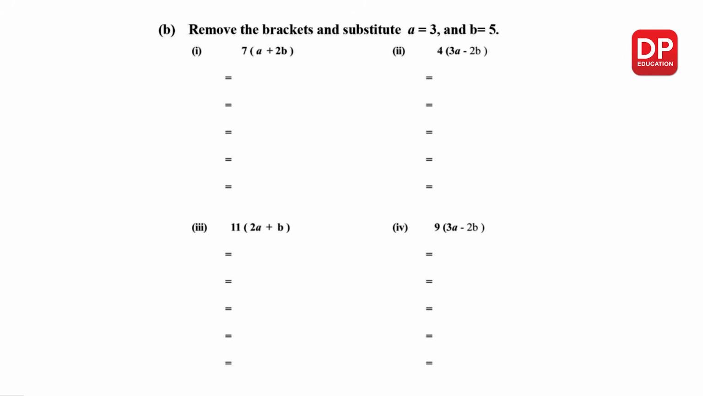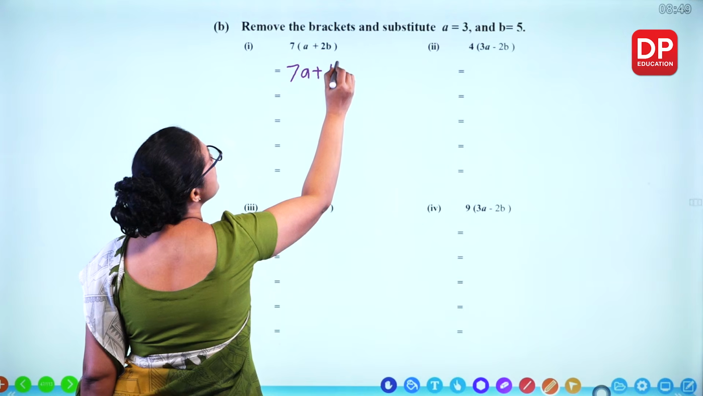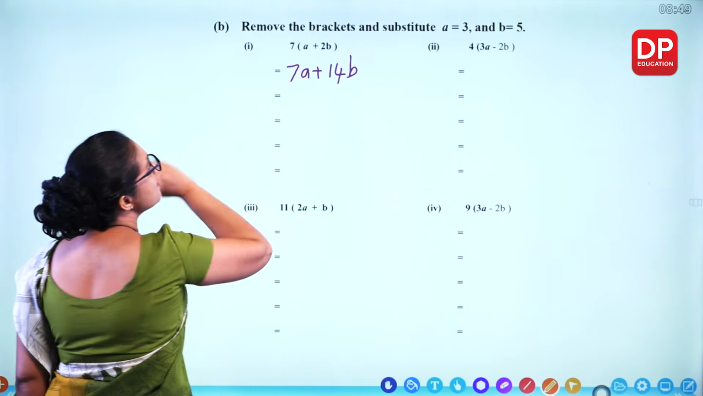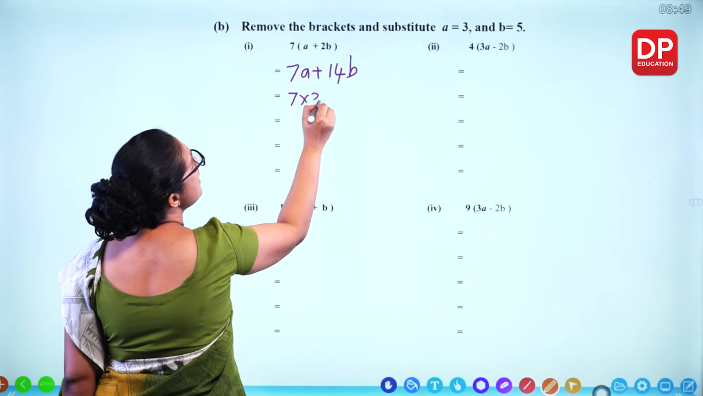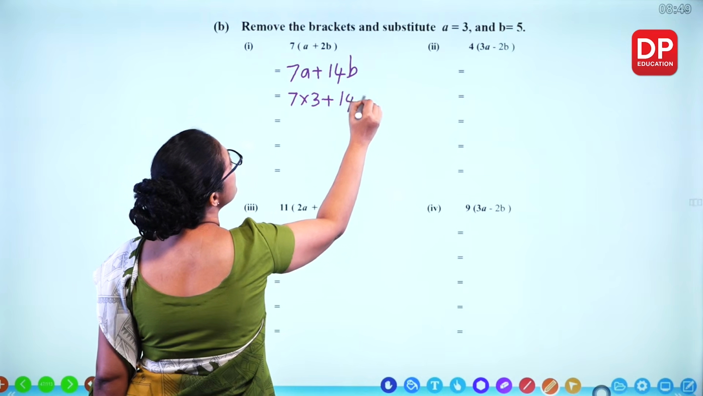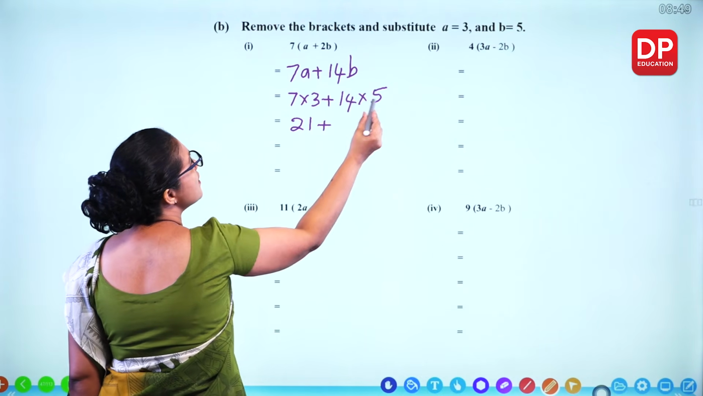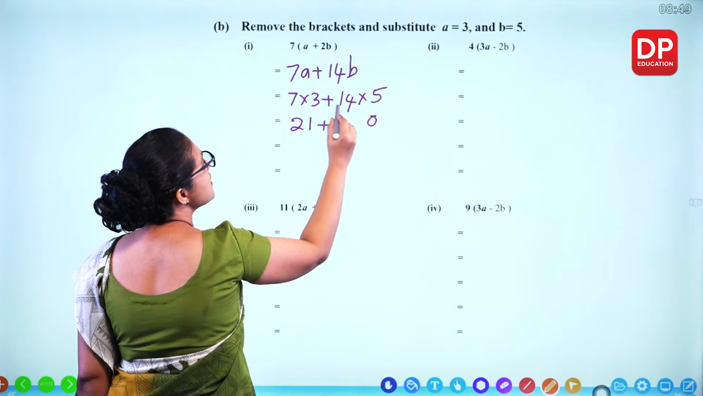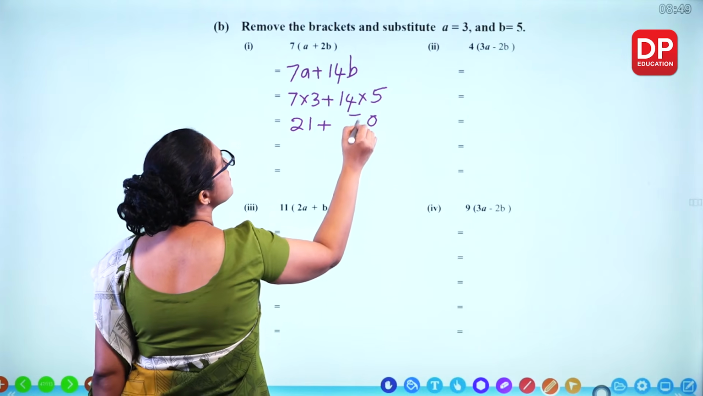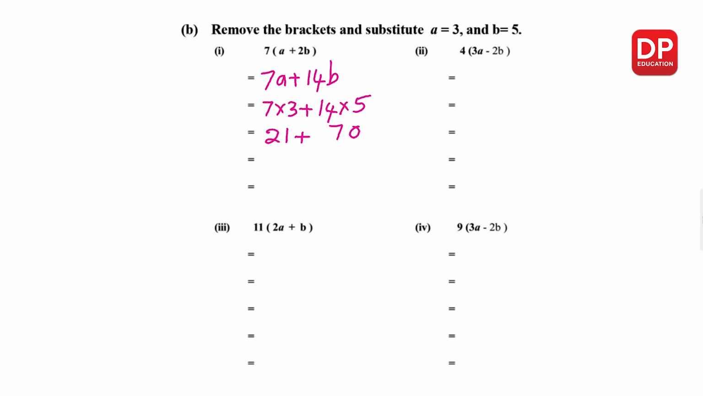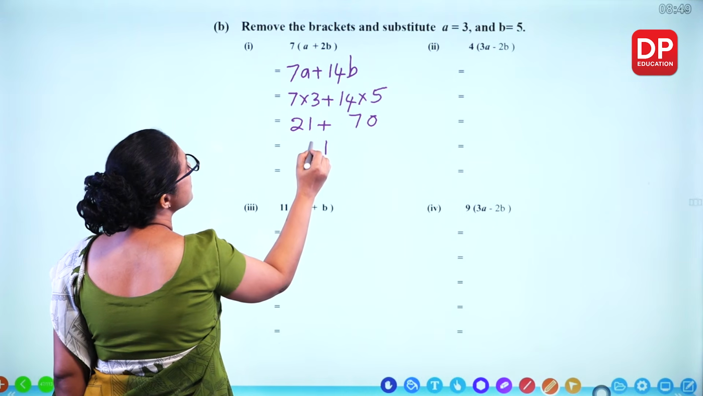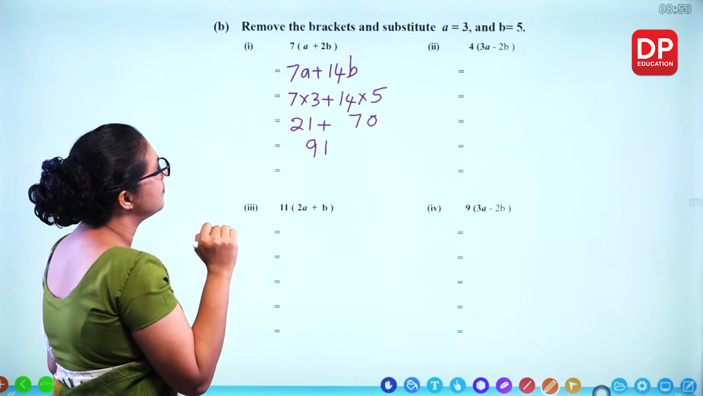Remove the brackets and substitute the values. So first remove the brackets. 7a plus 14b. Substitute the values. 7 times 3 plus 14 times 5. 7 times 3 is 21. Here 5 times 4 is 20. 5 times 1 is 5 and 7. Add it. You get 91.